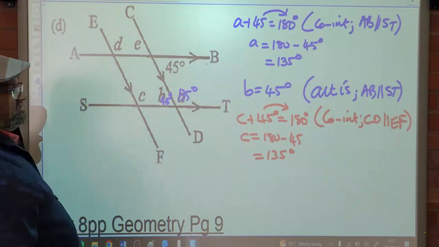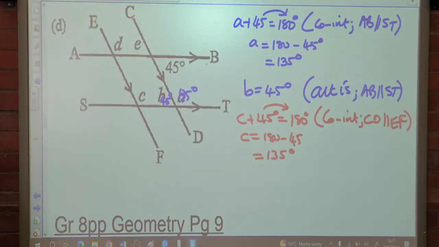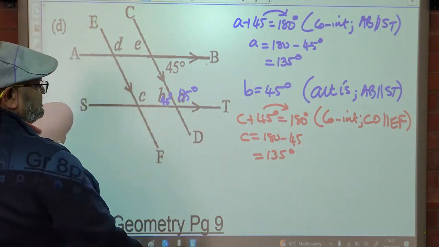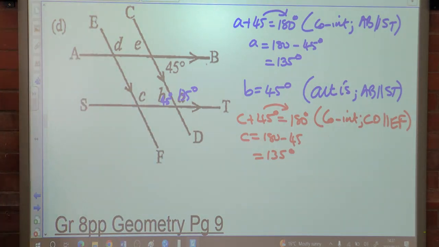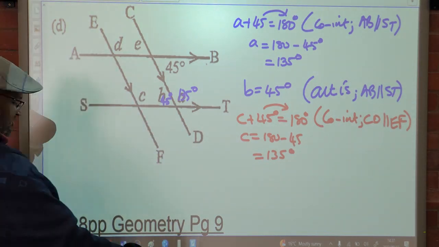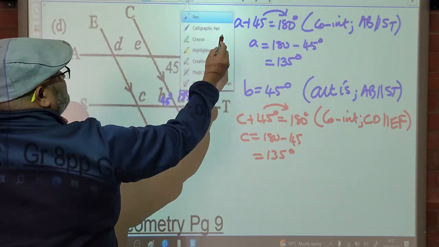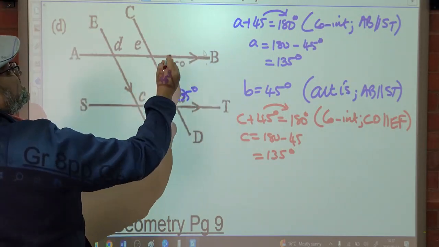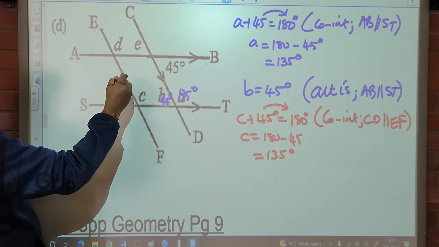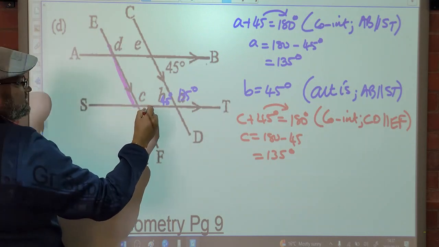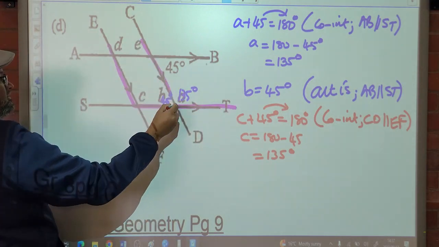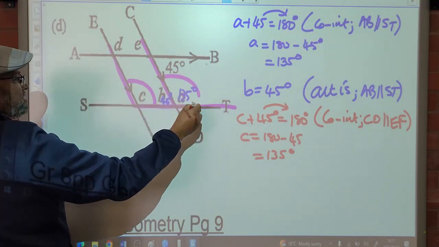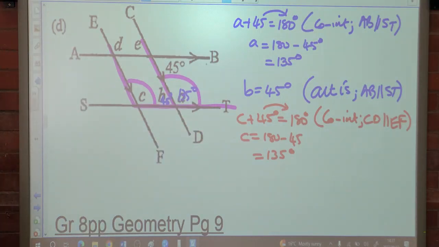There was an easier way of doing it to calculate C. There was an easier way. Remember, this is not 135. Yes? Corresponding angles. Can you see that, people? If you don't see it, let's look here. Can you see the corresponding angles? You guys understand?